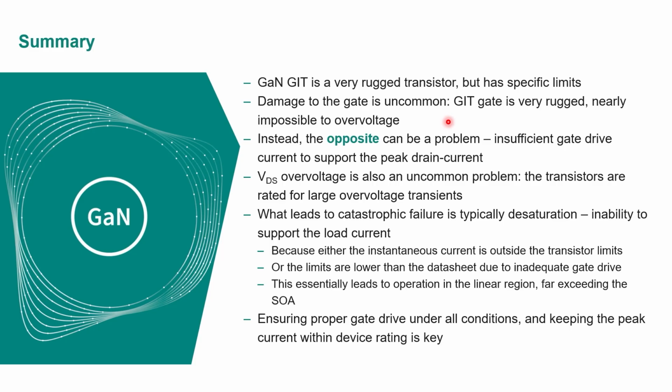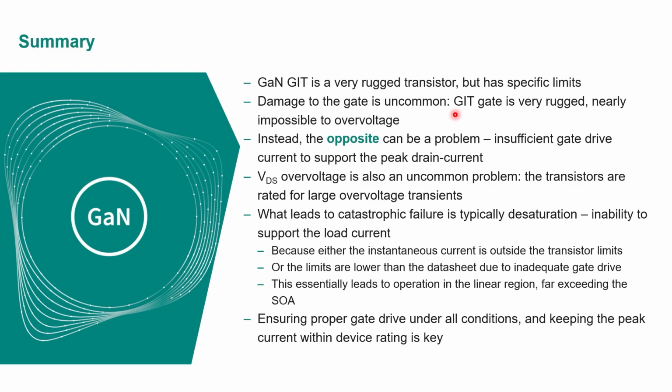GaN, the GIT specifically, is a very rugged transistor as long as you stay within its limits. As soon as you exceed that current limit rating, it'll desaturate, and that leads to catastrophic failure. The other thing is that overvoltage is rarely a problem with GaN, because even a 650 volt rated GaN transistor is rated for 750 and 850 volt peak overvoltage. So it can take quite a bit of overvoltage without damage.